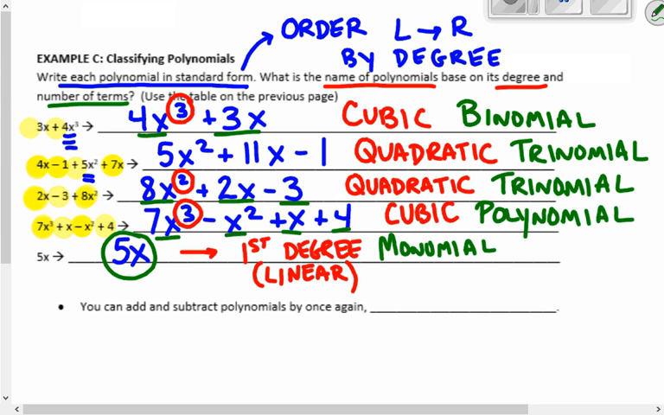And you will see some problems like this on the activity that you do a little bit later called Woot Math. In the next example, we're going to go ahead and add and subtract polynomials by combining like terms. So look for that in example C.